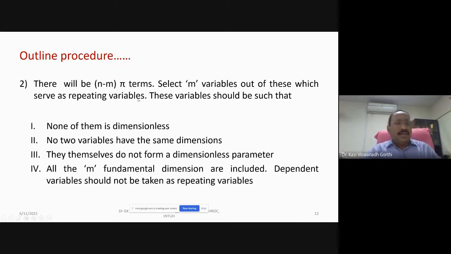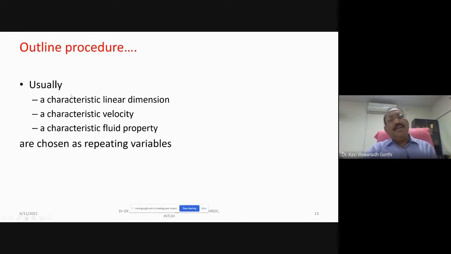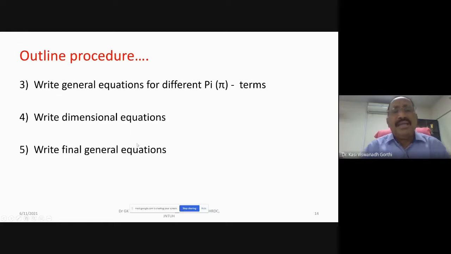You have to be very careful in choosing the repeating variables. The dependent quantity should not be chosen as a repeating variable. After choosing the repeating variables, you need to write the general equation for the different pi terms. Pi1 is equal to rho d g, raised to the powers a1, b1, c1, into one of the remaining variables like Q. This is how you develop the pi terms.